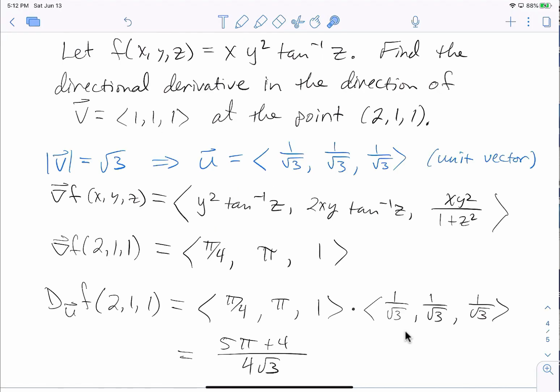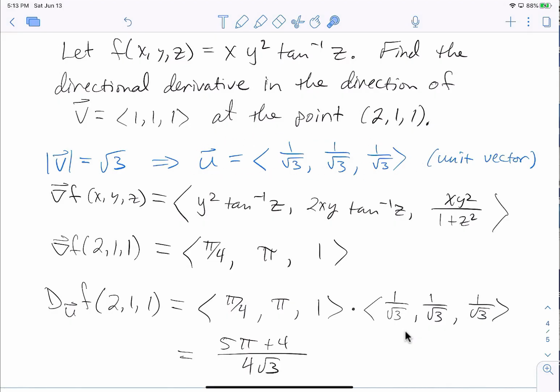Well, here we are. We see that the magnitude of v is square root of 3, and so u, the unit vector, is (1 over the square root of 3, 1 over the square root of 3, 1 over the square root of 3). So we note that v was not given to be a unit vector. We have to start with a unit vector.